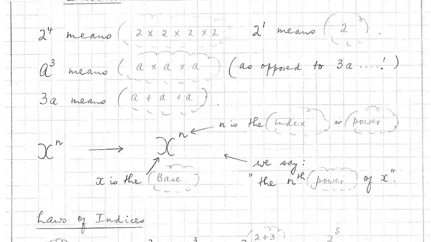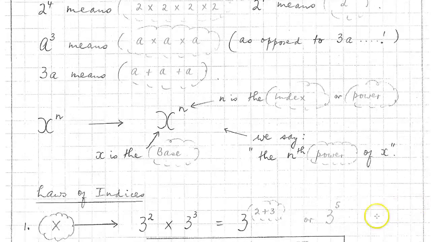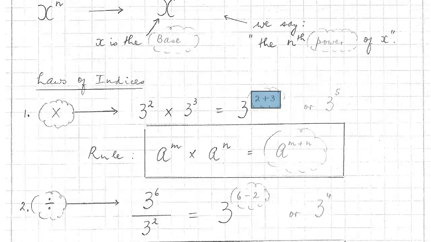Right, when we multiply 3 squared times 3 cubed, we're going to have 3 times 3 and 3 times 3 times 3. And you should realize altogether there's going to be 5 3's multiplied together. Easy way of doing it is simply to add the powers. Get 3 to the power 5. So 3 to the 2 plus 3, 3 to the power 5. General rule, a to the m times a to the n, add the powers, a to the m plus n.